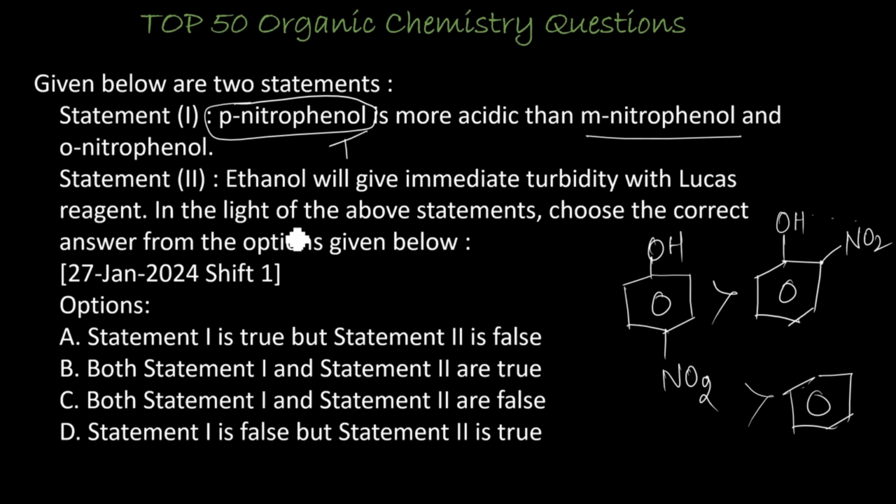This is true. What about ethanol giving immediate turbidity? Ethanol is a primary alcohol. Immediate turbidity with Lucas reagent, the anhydrous zinc chloride, works for tertiary alcohol, not primary, right? So that will give you immediate turbidity for tertiary. For secondary, that will give you turbidity after 10 to 15 minutes. And for primary, only upon heating; mostly it won't react, right? So which is the right answer? Statement 1 is true, but statement 2 is false.